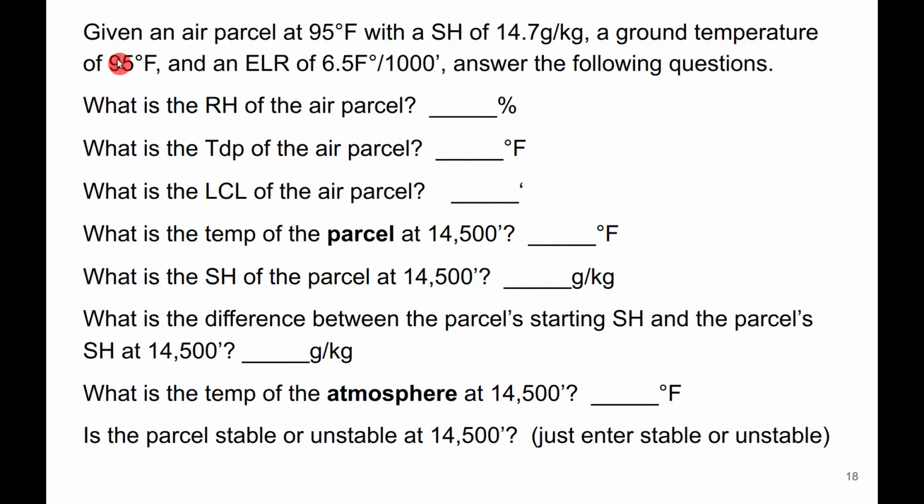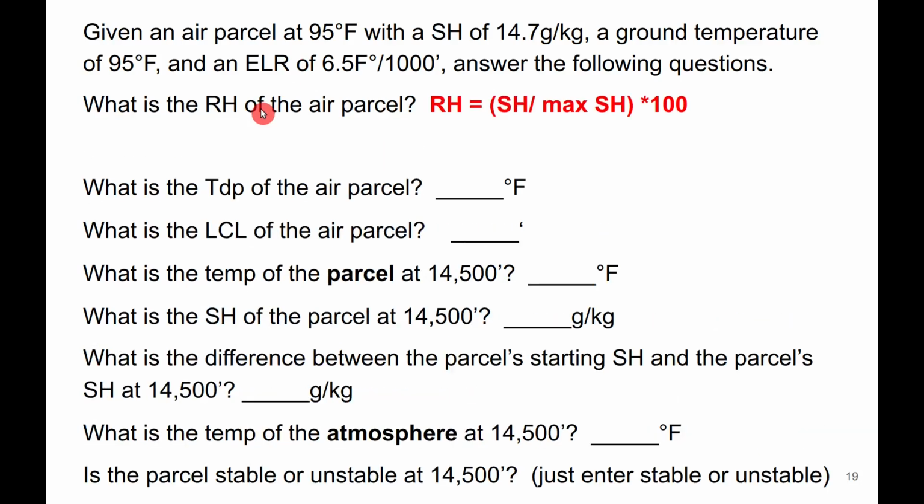So the temperature of the parcel, temperature of the atmosphere, they're going to be the same temperature on the ground. That's just redundant information, but I didn't want to have anybody wonder, well, he gave us the temperature of the parcel. What's the temperature of the ground? Well, if it's on the ground, the parcel and the ground, they have the same temperature, 95 degrees. So let's find the relative humidity of the parcel.